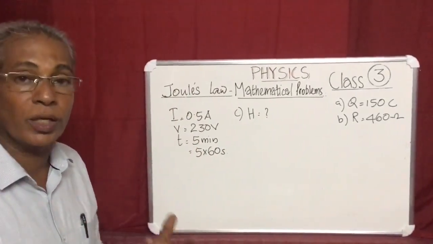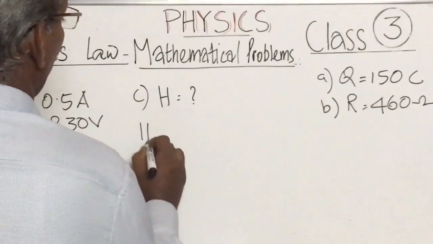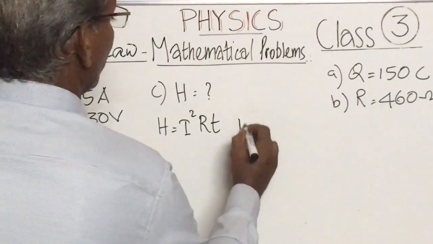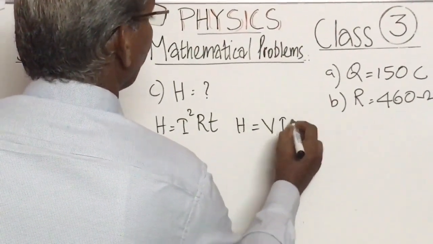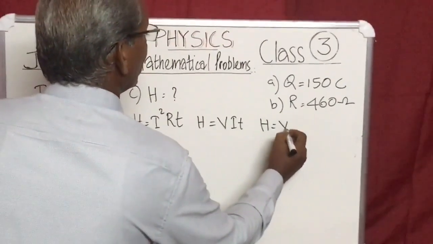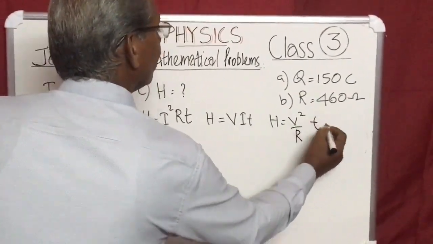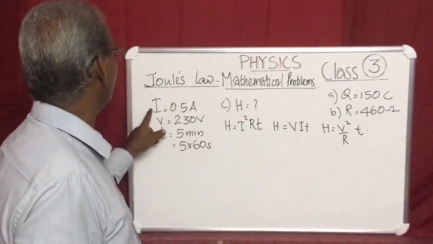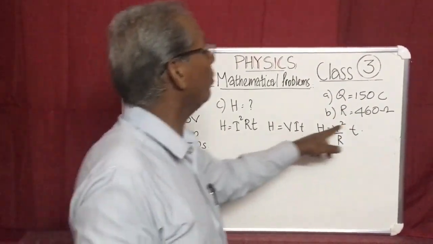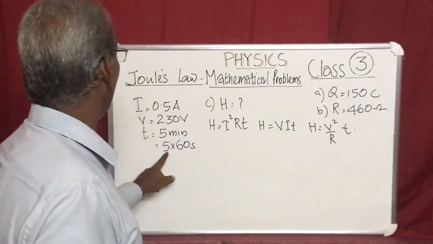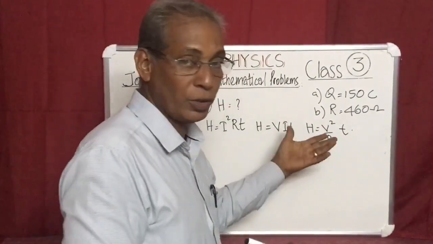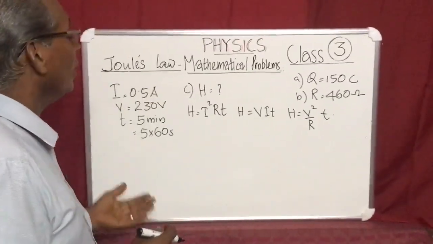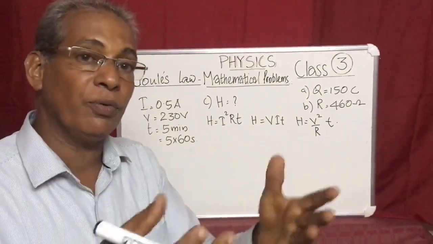We have studied three equations for H. We can write H is equal to I square RT, H is equal to VIT, or H is equal to V square by RT. All these variables are here. I is 0.5 ampere, R is 460, T is 5 into 60, and T is there in all these equations. So you can select any, because all three are applicable here. Now we consider which one is easy for calculation.